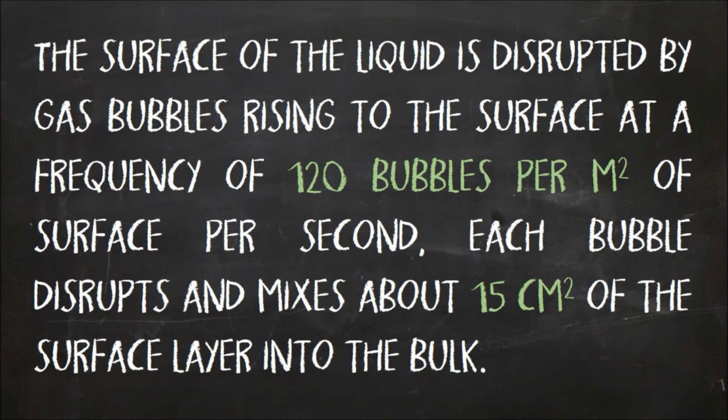The surface of the liquid is disrupted by gas bubbles rising to the surface at a frequency of 120 bubbles per meter squared of surface per second. Each bubble disrupts and mixes about 15 centimeters squared of the surface layer into the bulk.